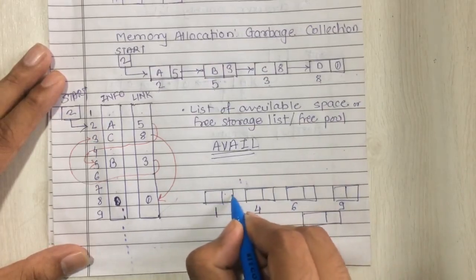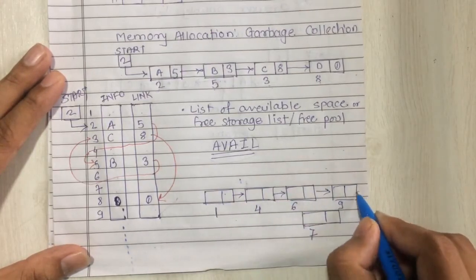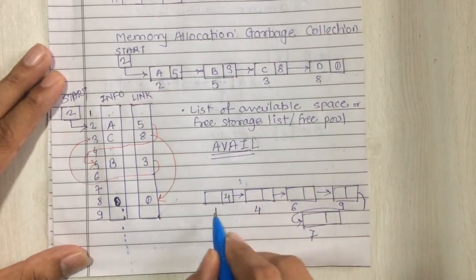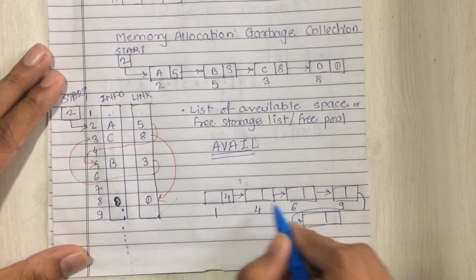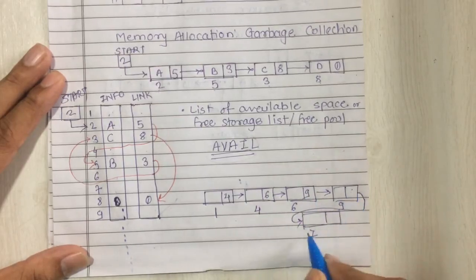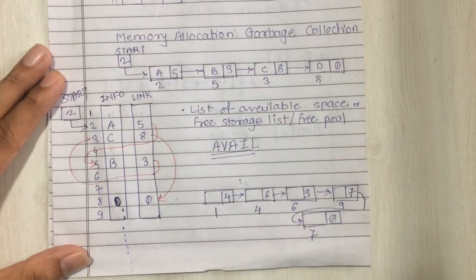So here this node is linked with this, again the same, and this node will get linked with this node. It will contain the address of the next node, that is 4. It will hold the address of the next node, that is 6. It will hold the address of the next node, that is 9, and it will hold the address of the last node, that is 7. And it is the last node, so it will simply hold 0. So this is a simple list of available space, or free pool, or free storage list. There is no data available, so the info part is simply blank.